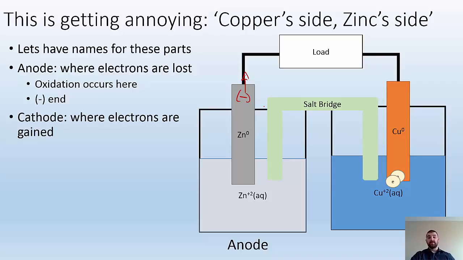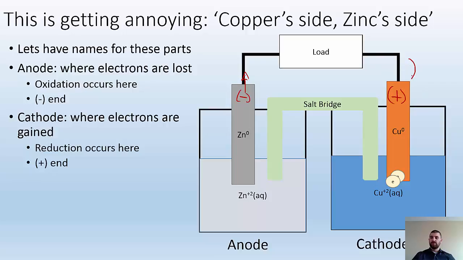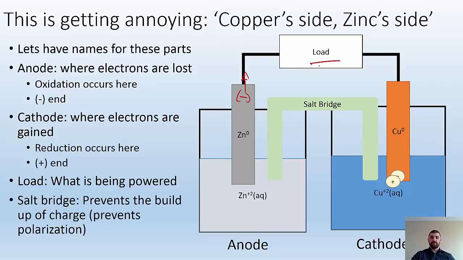The cathode is where the electrons are gained. So the other side, the copper side, is the cathode. What happens there is reduction. So reduction occurs at the cathode, and it is the positive end. And I think of it this way: electrons are being pulled to that side, so it must be positively charged. Cool. The load is what's being powered, so it's whatever you're using that power for. And the salt bridge prevents buildup of charge, prevents polarization. So those are the terms we're going to use from now on.